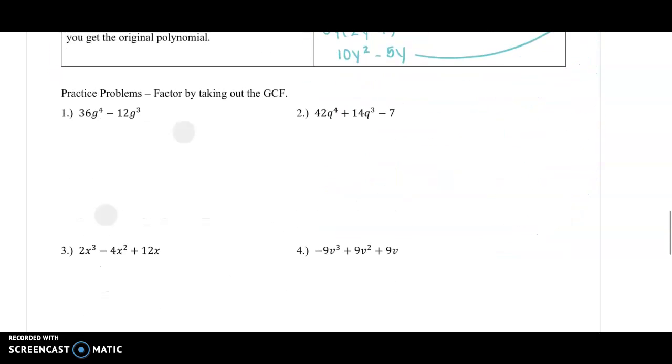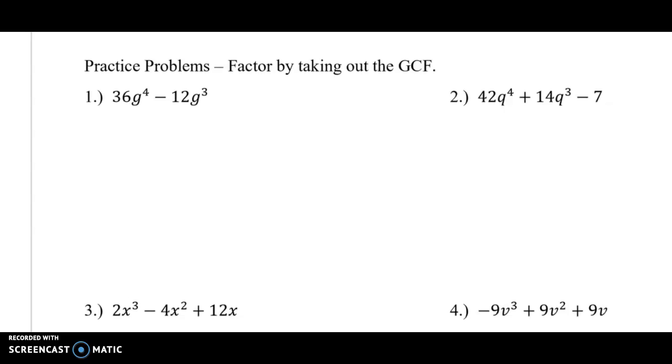Okay, so we have some practice problems here. First thing you always want to do is locate your GCF, and I always end up writing it off to the side. That way I kind of know what it is. So 36 and 12, largest number that goes into there is 12, g to the 4th and g to the 3rd. The largest term would be g to the 3rd. So now I'm going to say 12g to the 3rd, and then I put my parentheses. And now I want to divide 36g to the 4th by 12g to the 3rd, and 12g to the 3rd divided by 12g to the 3rd.